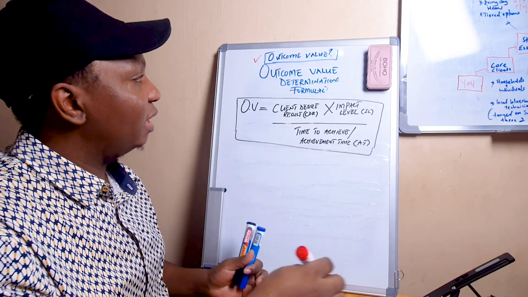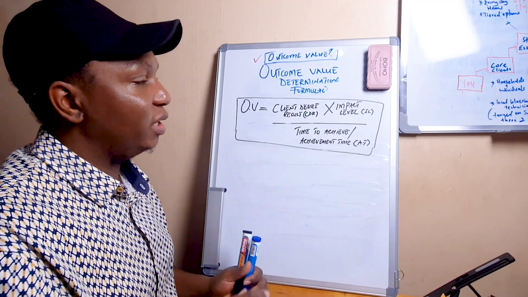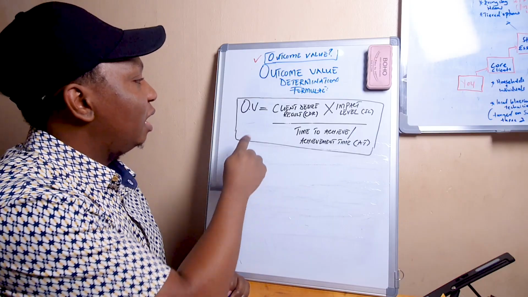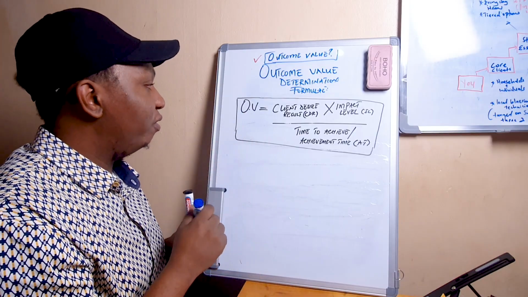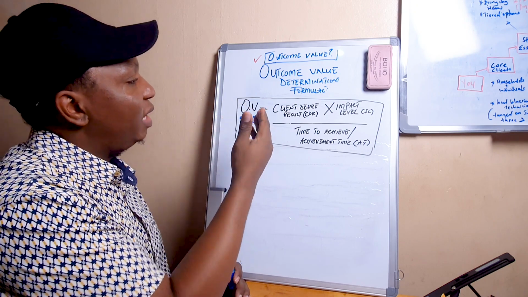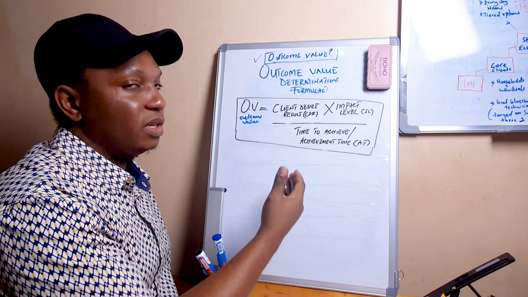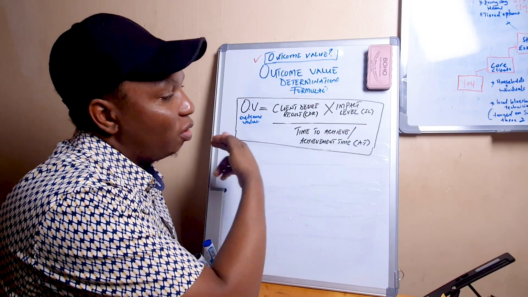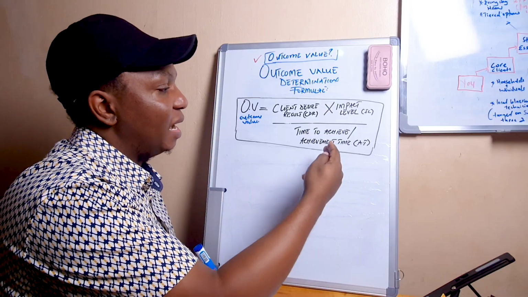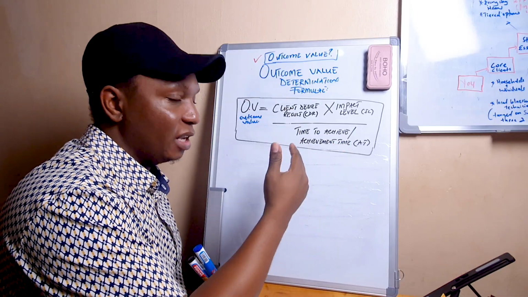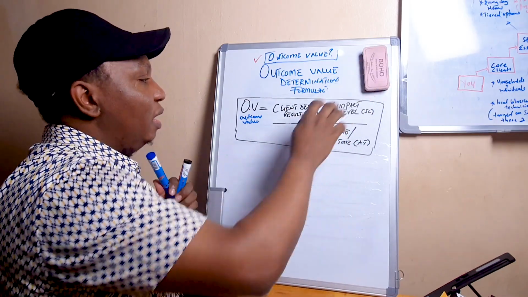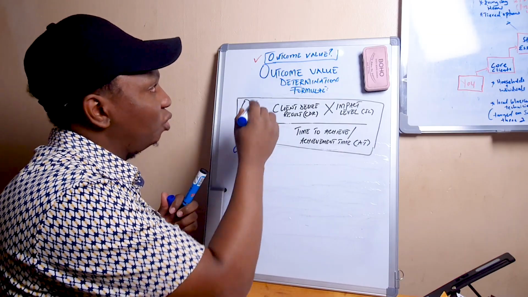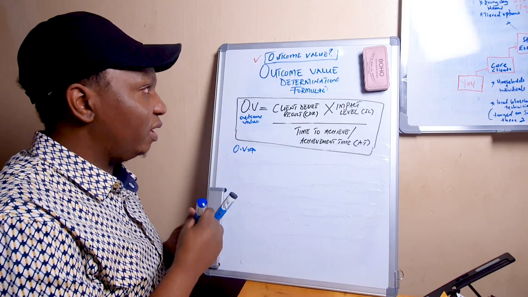Now let us look at the formula for calculating the outcome value. The formula is outcome value, denoted as OV, is equivalent to client desired results, denoted as CDR, multiplied by the impact level, which is the IL, divided by the time to achieve, or the achievement time, which is the AT. Now let's first break down what each of these are. With the OV, we already have the definition, so I won't get into that.